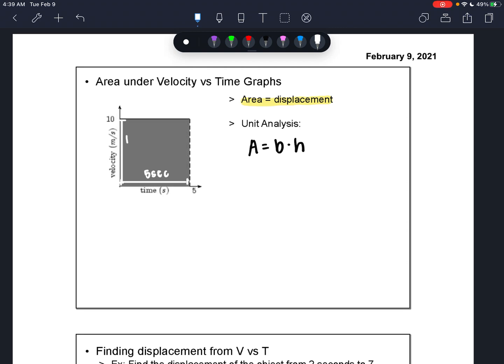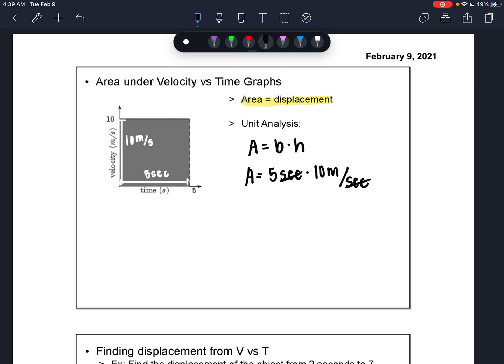My velocity during this whole time, according to my graph, is 10 meters per second. So if I want to find my area, I'm going to take my base and multiply it by my height. So my base is 5 seconds times my height, 10 meters per second. Now, hopefully, you remember our unit analysis lesson where we talked about how you can cancel units. If you do, then you know right off the bat, seconds can cancel out.